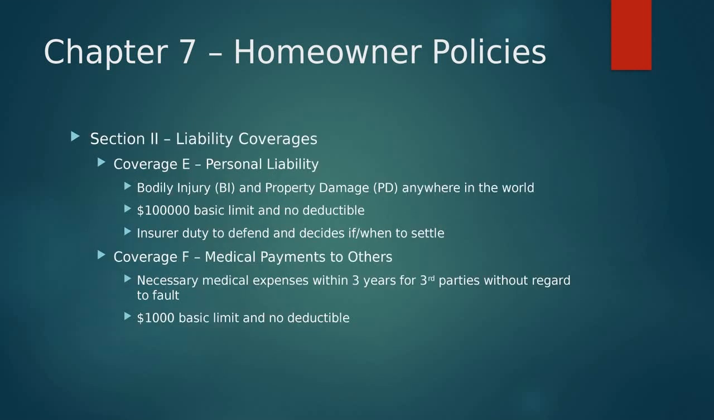Now, one of the things that is not covered by the dwelling policies, we're talking about liability coverages here in section 2 of the homeowners policy. So on the deck page, this is going to be coverages E and F. Coverage E is going to be for personal liability. This is going to cover bodily injury, BI, and property damage, PD, anywhere in the world to a third party, regardless of the negligence of the first party.